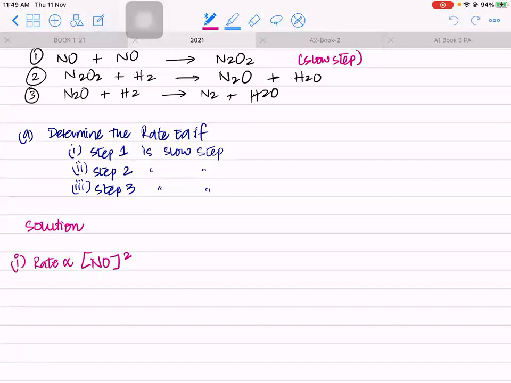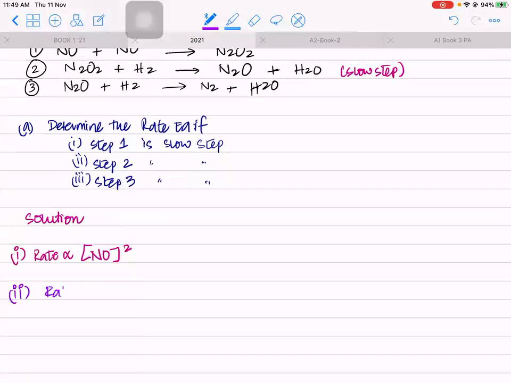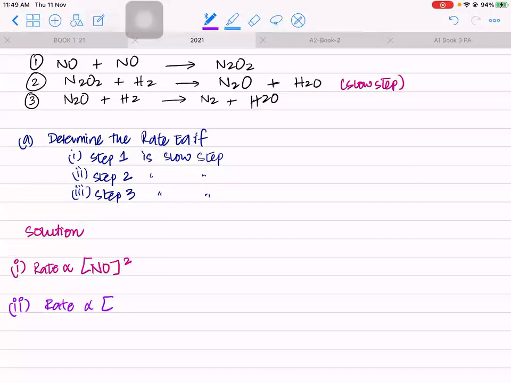Let's see the second. Now in the second one, your slow step is the second step. So if this is your slow step, what will be our rate equation? Rate would be directly proportional to the concentration of the reactants. What are the reactants? N2O2 and H2. Now, if you look here, N2O2 is an intermediate. And I told you intermediates can never be part of the rate equation because they are formed and then they are used up. So they don't really make it to the rate equation.